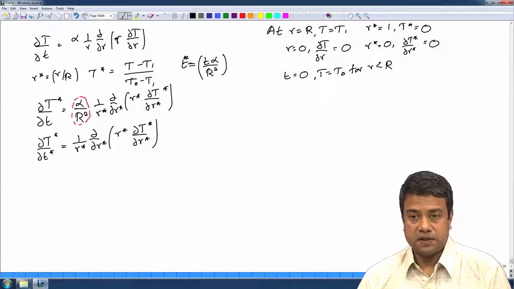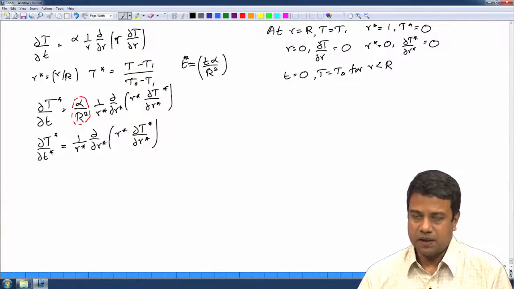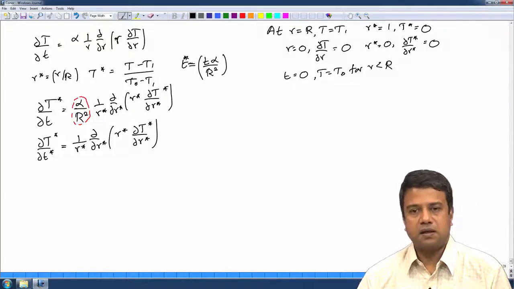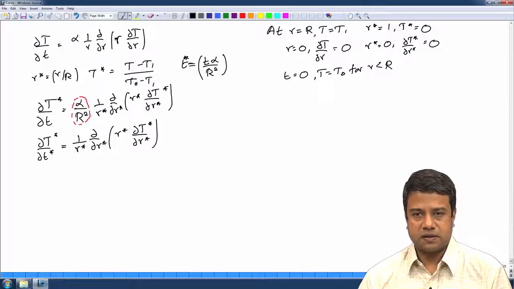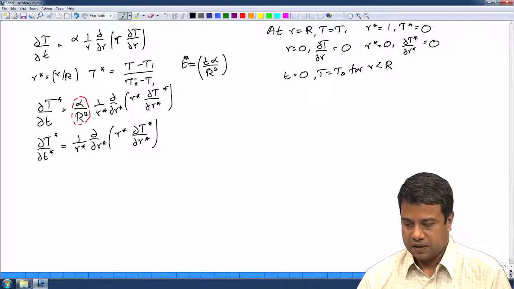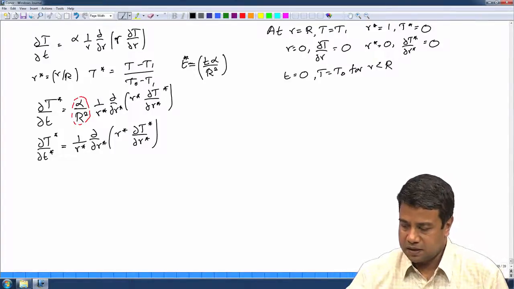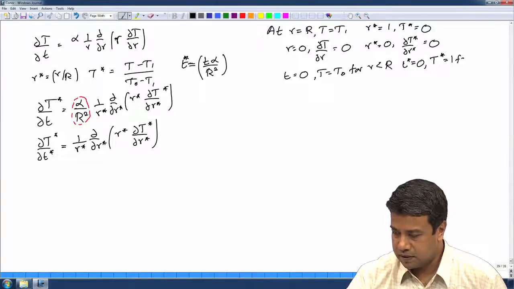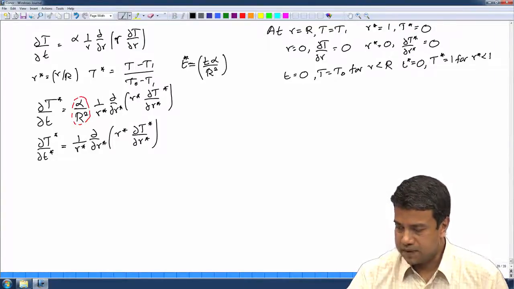written in this way. This equation is independent of the temperatures, the thermal diffusivities and so on. So, it becomes a universal equation. Any problem that I had can be transformed into this just by scaling, regardless of what the material diffusivities and so on are. And scaled this way, the initial condition becomes that at t star is equal to 0, T star is equal to 1, for r star less than 1.